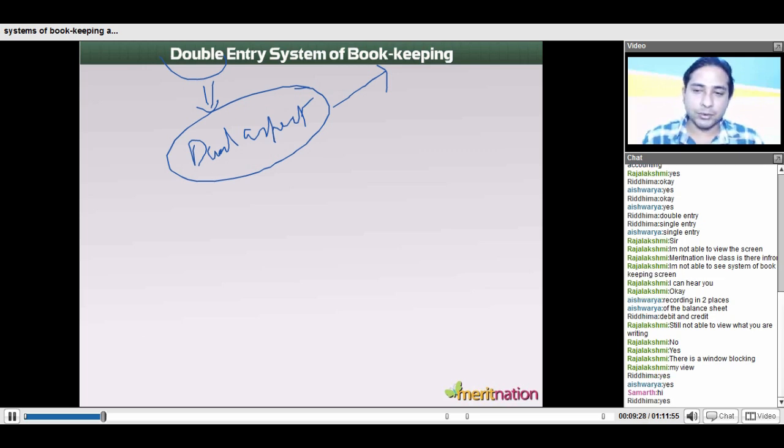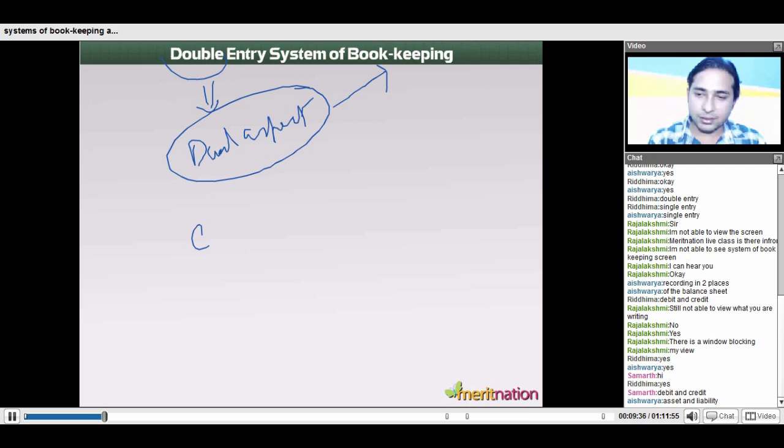Okay, let me give you an example. Suppose, I think somebody is writing debit and credit. Okay, Aishwarya, asset and liability. Let us talk about this. Suppose I sold goods. Just read this transaction. Sold goods for rupees 2000.